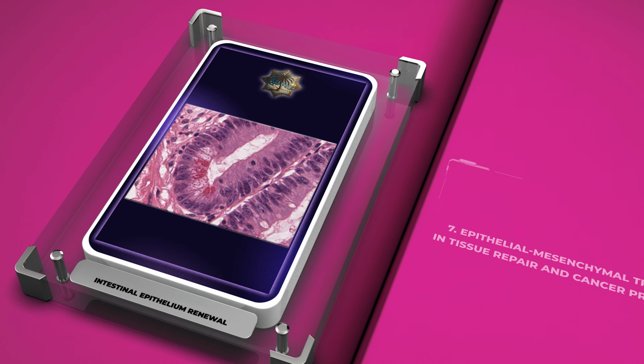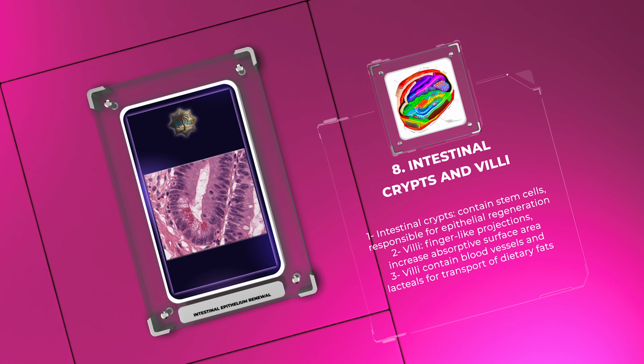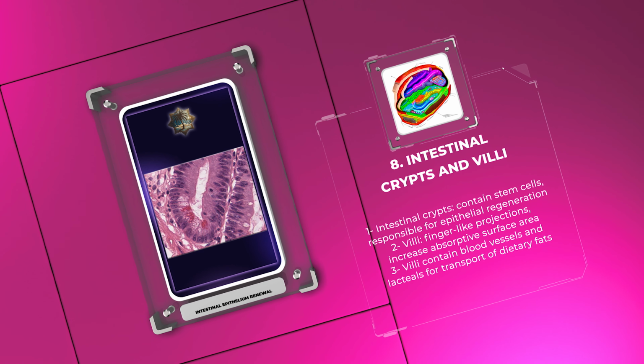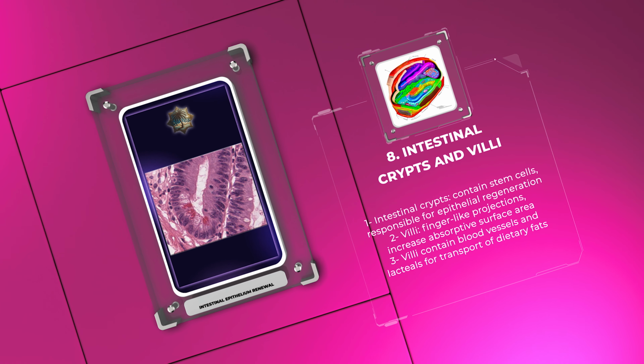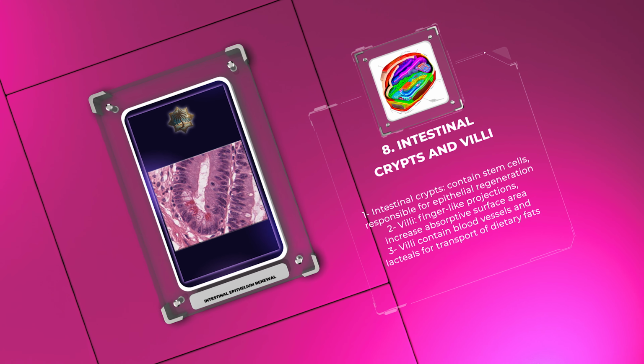Intestinal crypts and villi are distinct structures within the intestinal epithelium. Crypts contain stem cells at their base and are responsible for epithelial regeneration. Villi, on the other hand, are finger-like projections that increase the absorptive surface area. They contain a central core of blood vessels and lacteals, specialized lymphatic vessels that transport dietary fats.